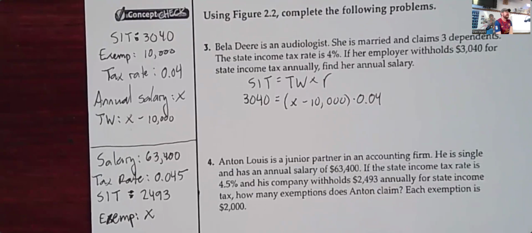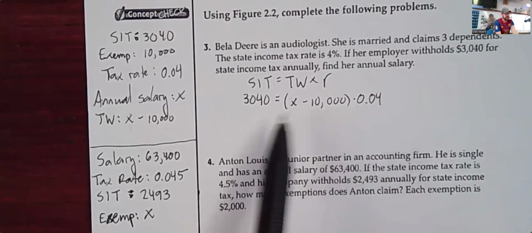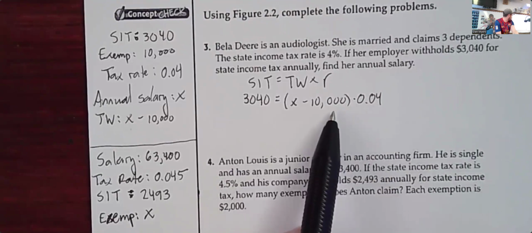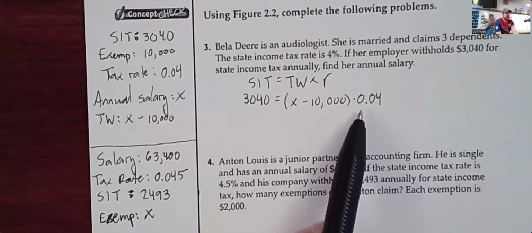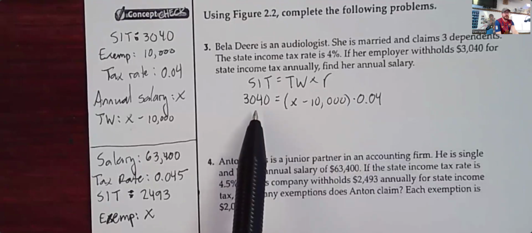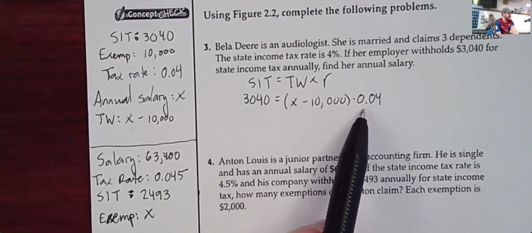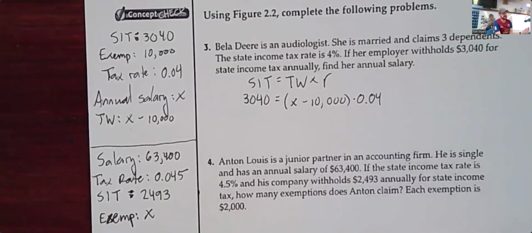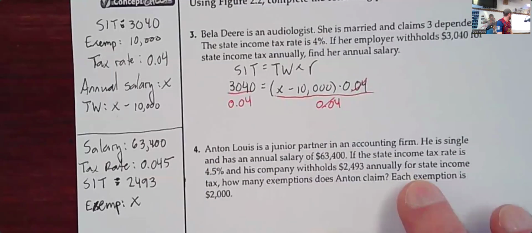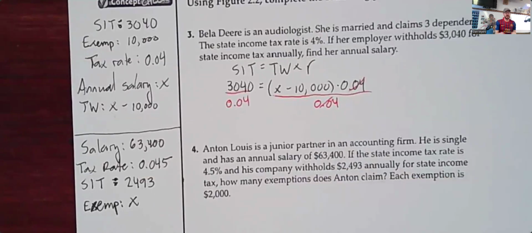Now, there's a couple ways we could go about solving this. The first thing would be to distribute the 0.04 to the X and the negative 10,000. However, we need to get rid of this multiplication anyway. And we have another number over here. What might be a good idea instead of distributing this to undo the multiplication? Divide, yeah. So if we divide by 0.04 on both sides, that'll cancel out the 0.04s here. And if we divide by 0.04 over here, we're going to get a much larger number, which makes sense because we're calculating the annual salary.